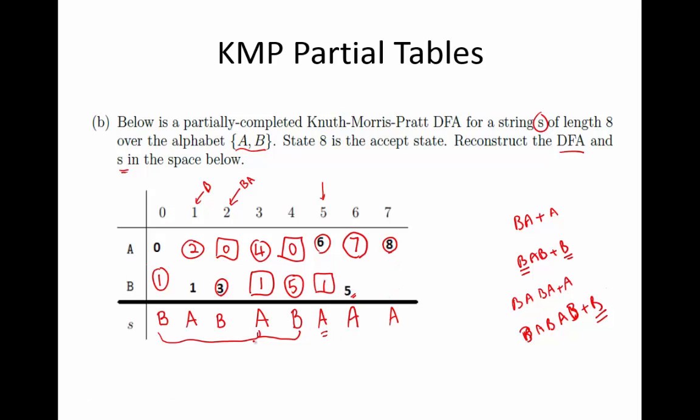In this case, we have seen BABABAA. We see another B. So where do we return? What's the longest suffix that's a prefix? That's going to be a B. So therefore, we return to 1. So hence, we completed the KMP table based on the partial information.